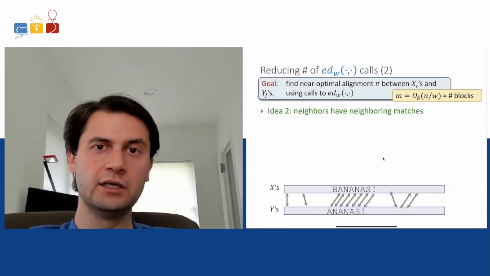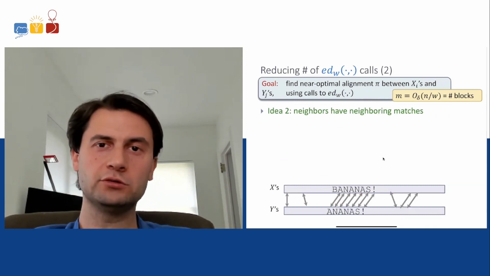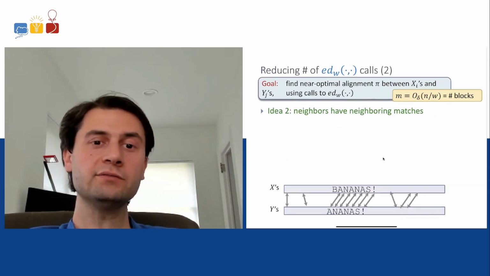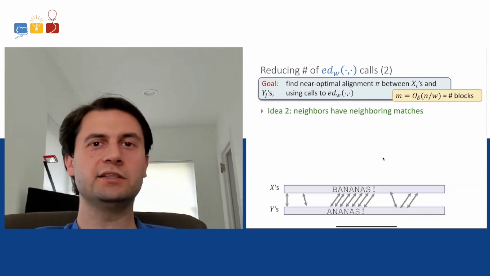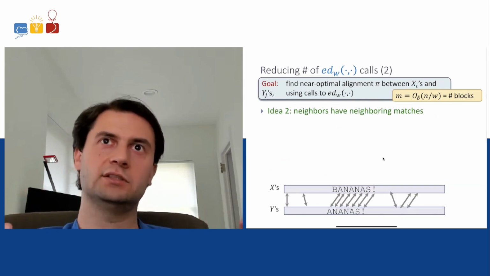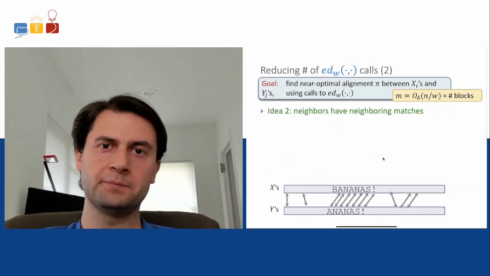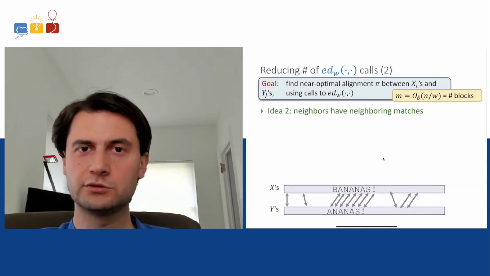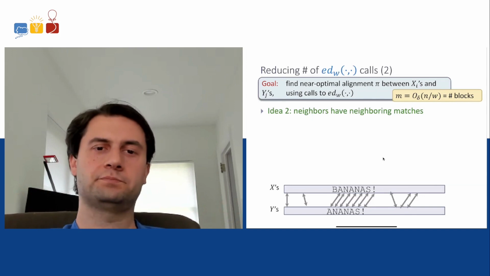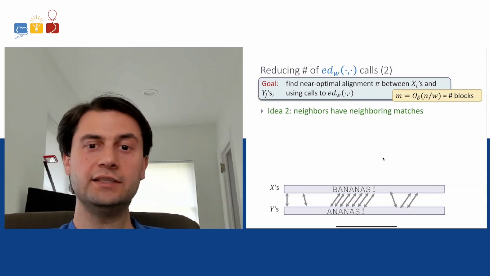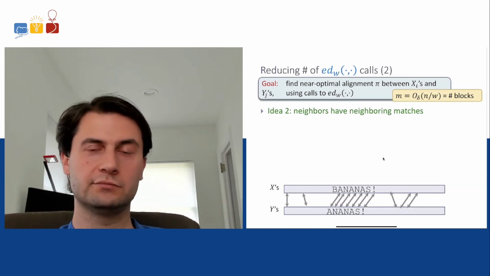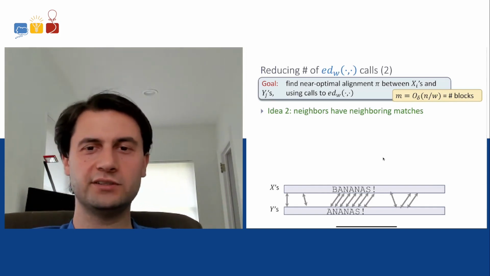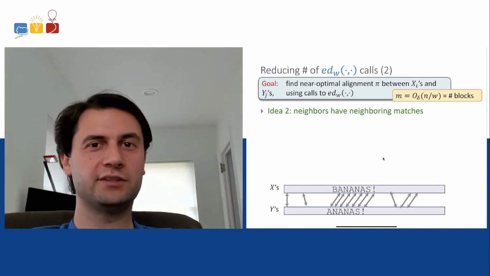This idea is the one that was used in the quantum paper, but we can also do it classically. If the previous idea 1 was more of a geometric idea, using the triangle inequality, this one is more of a combinatorial idea, and a little bit closer to the edit distance structure. Here the idea is that neighbors have neighboring matches. Maybe it's like neighbors have similar preferences. Here, neighbors have neighboring matches.